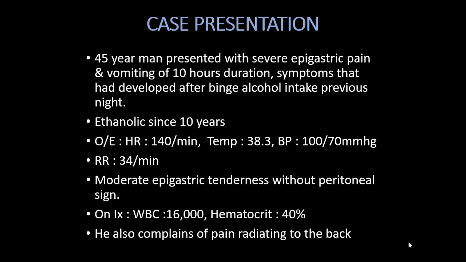This is a case of a 45-year-old man who presented with severe epigastric pain and vomiting of 10-hour duration, symptoms that had developed after binge alcohol intake the previous night. He has also been consuming alcohol for the last 10 years. On examination, he is tachycardic, tachypneic, febrile and BP is around 100/70. He is also complaining of moderate epigastric tenderness without peritoneal sign. Investigations show TLC 16,000, hematocrit of 40%, and he is also complaining of pain radiating to the back.